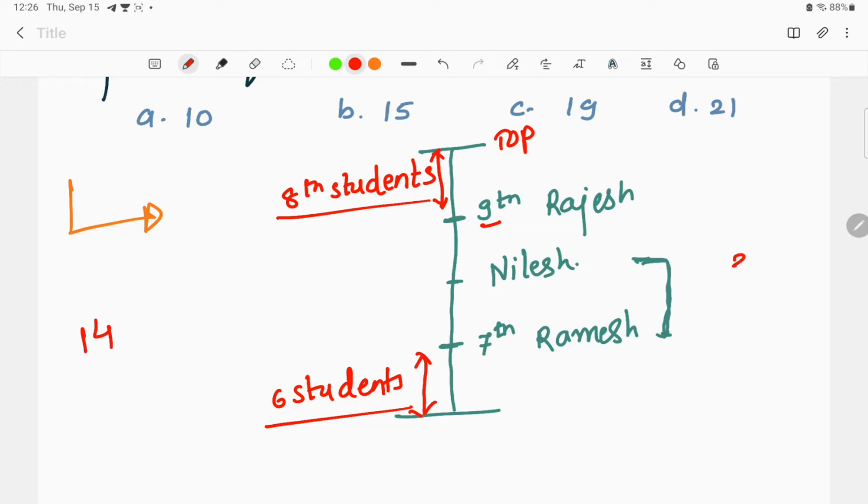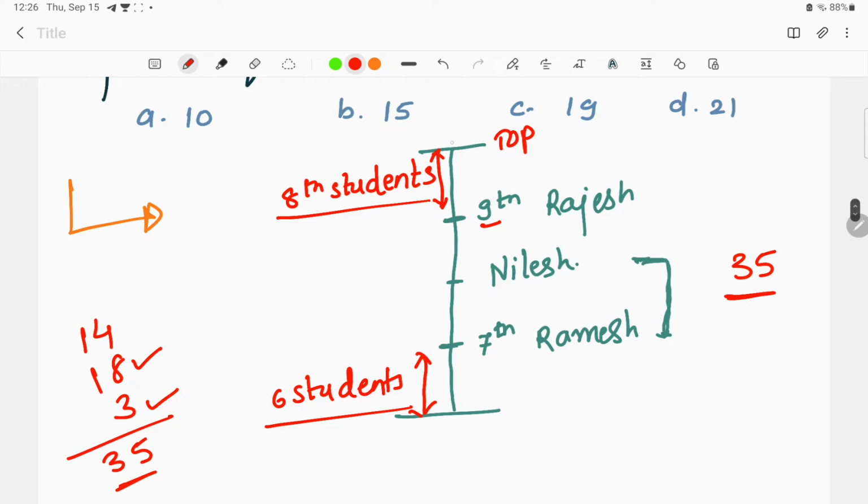Okay, now there are 35 students as we know. So how many students have been left? 18 students. 18 plus 3. Basically, we are excluding Rajesh, Nilesh and Ramesh for right now. So 8 plus 6 is 14. From 35, if we calculate the remaining students, we get 18 students, right? So if we add 3, there will be 35 students. Once again, I will tell you the calculation of these 35 students. Once again, look at this. As we know, Rajesh is at the 9th position.